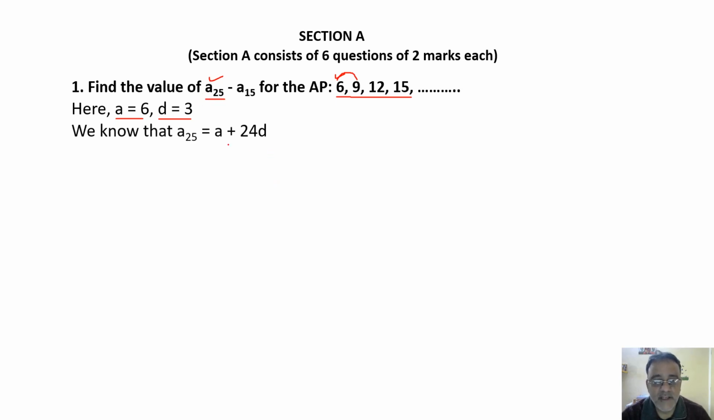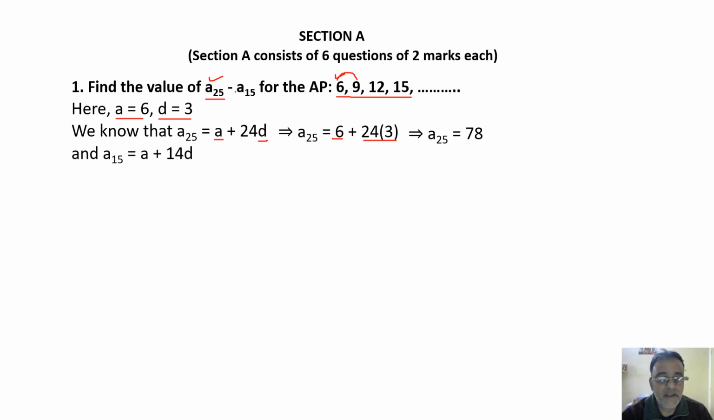A plus 24D. The value of A and D now we are going to substitute. 6 plus 24 into 3. So 24 into 3 is 72 plus 6. So we are getting 78. Right, very good. Now A15. How will you write A15? A plus 14D. Very good. A plus 14D. Now here we are going to substitute A as 6 and D as 3. Okay. So 6 plus 14 into 3 is 42 plus 6 is 48.